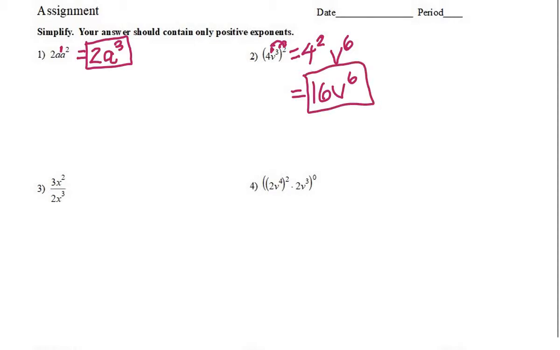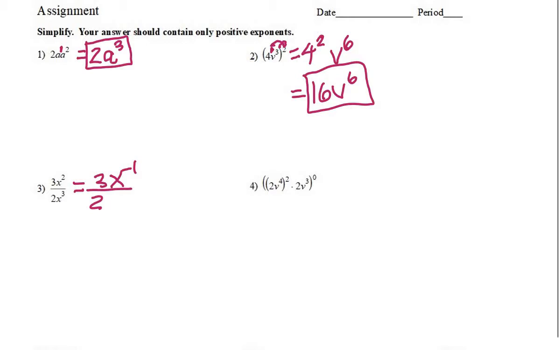All right, on number 3, 3 divided by 2 would be 1.5. That's a decimal, so what I'm actually going to do is just leave that as a fraction, 3 over 2. It can't be simplified, and 2 doesn't go into 3 evenly, so just leave it that way. Then when I look at the x's, I'm dividing x squared by x cubed. And the shortcut for doing that was to subtract the exponents. 2 minus 3 is negative 1. So we get x to the negative 1 power.